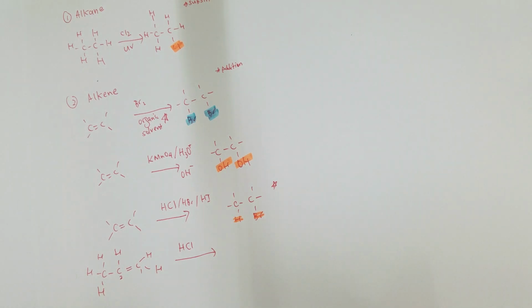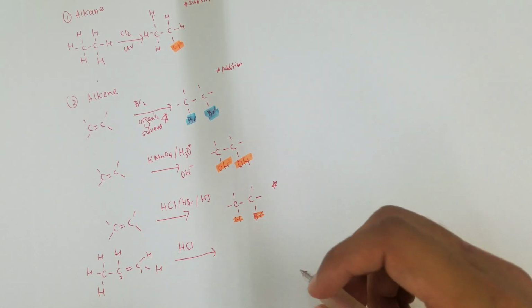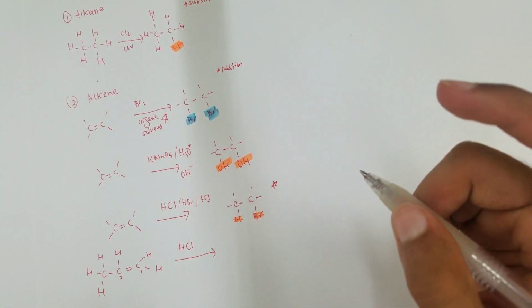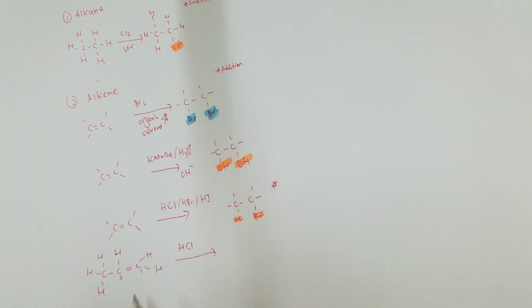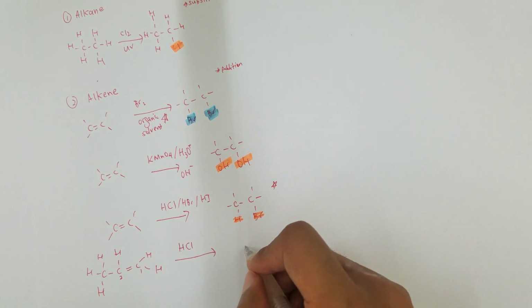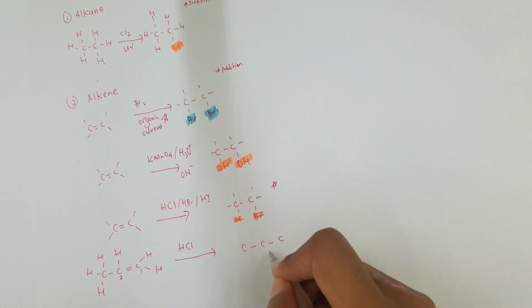So this is where Markovnikov's rule comes in, okay? Markovnikov's rule states that the hydrogen of the reactant will be attached to the carbon with more hydrogens attached. So in this case, the first carbon has two hydrogens, okay? And the second carbon has one hydrogen and one methyl group, so I count it as C. So obviously the first carbon is attached to two hydrogens, so this hydrogen will be attached to here. So the final product will be something like this.